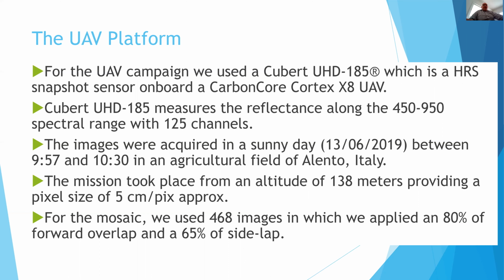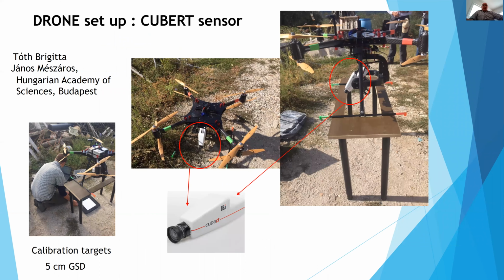So the UAV platform, this is just information on where we flew the platform. And this is the setup. You see the Cubert hyperspectral sensor. It's a snapshot, it's not a push broom. Before, there was a question about push broom and snapshot. There are positive things about push broom, and there are positive things about snapshot, but we used the snapshot here, and we calibrated it to a white panel before taking off.